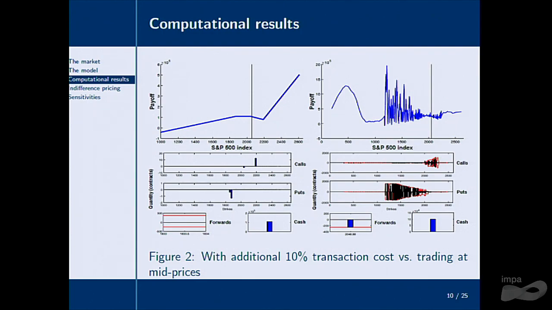Here's a result we would get if we exaggerate the transaction cost by 10% on both sides, bid and ask. You get slightly smaller positions. It's not much sparser than the original. So it's not much different.